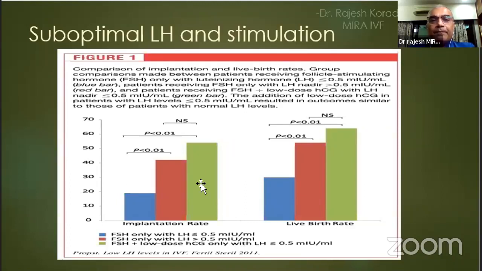So if you observe, the implantation rate and live birth rate were higher when hCG was added, even when the LH activity was less, and the implantation and pregnancy rate were higher than with FSH stimulation with normal LH level. So definitely it proves the tremendous role of hCG-driven LH activity.